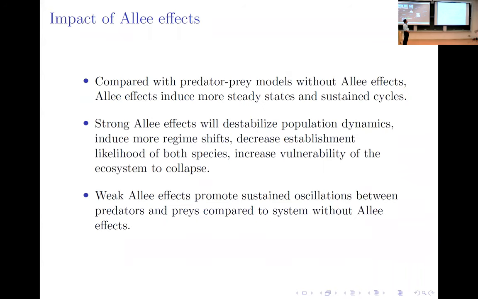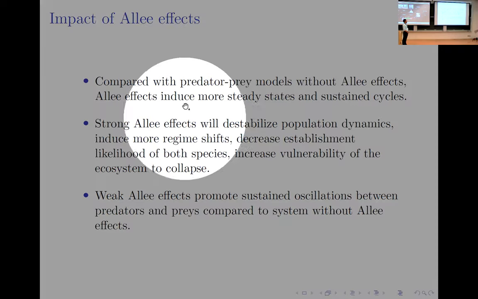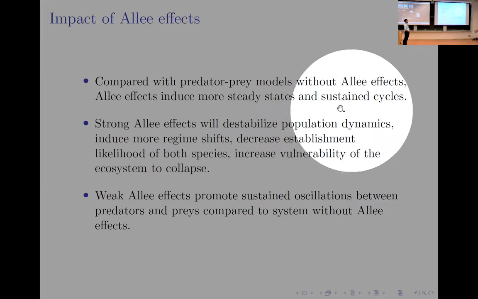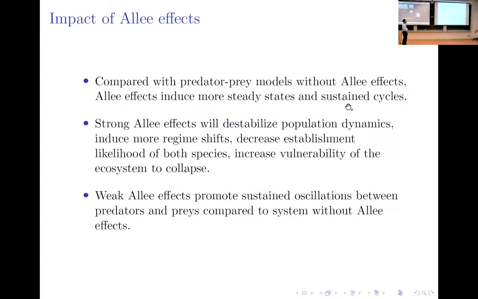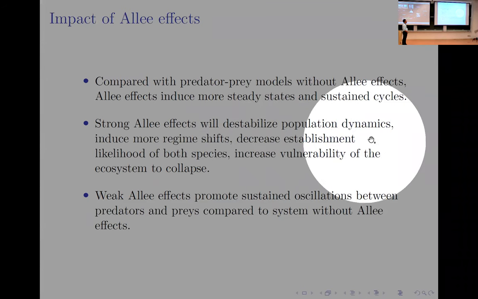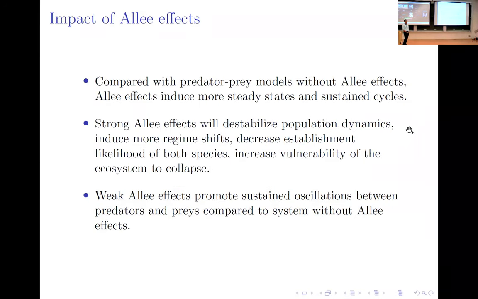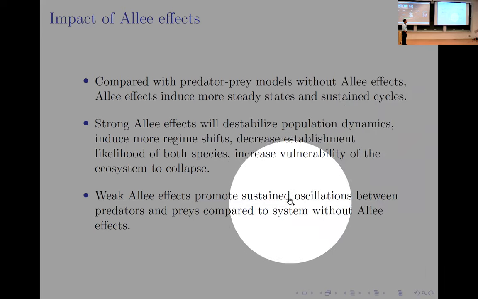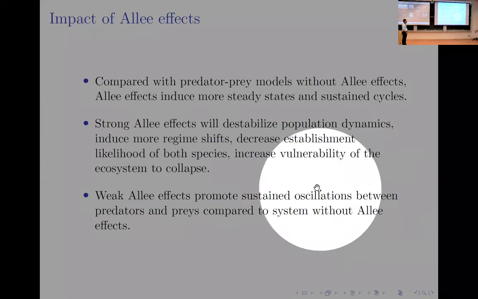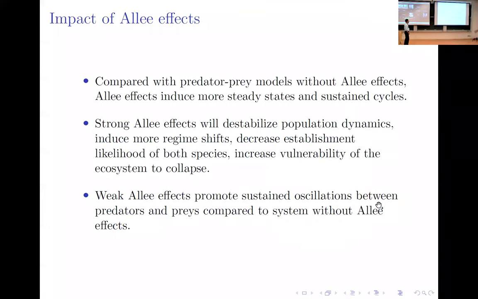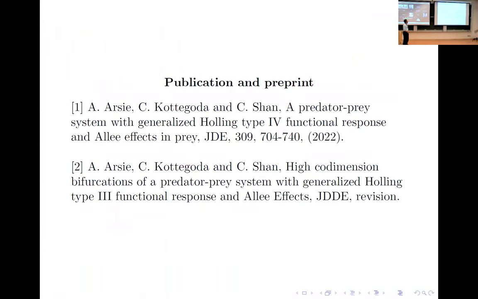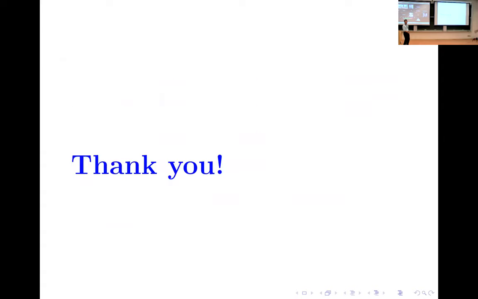Lastly, this is for the impact of the Allee effect. Compared with the system without the Allee effect, the Allee effect induces more steady states and sustained cycles. So the strong Allee effect will stabilize the population dynamics, because we have one more threshold for the population of prey. However, for the weak Allee effect, we observe more limit cycles, so the weak Allee effect promotes sustained oscillations. So the talk is based on these two papers, and thank you.